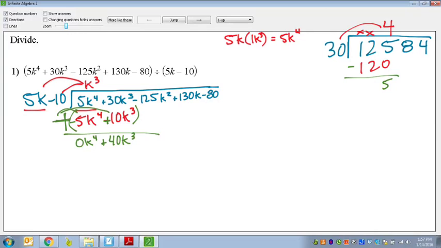And again, it's just the process of division. Just like over here with our problem off to the right, we subtract the numbers and we combine. Like we wouldn't add 120 to 125. That doesn't get us anywhere. That's why we subtract. Okay?